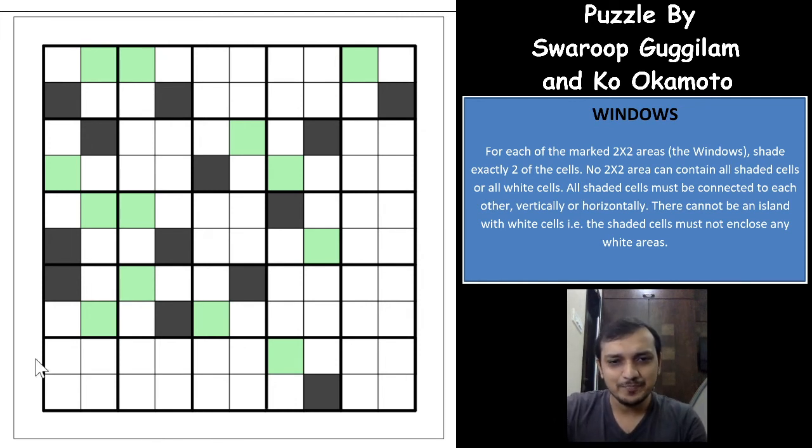So if you see, this cell cannot be a black cell. The moment you mark this cell as a black cell, all these cells will have to be white cells, and there is no way that this group of shaded cells can go out of the block here. Sorry. Okay, so we made a small mistake here.